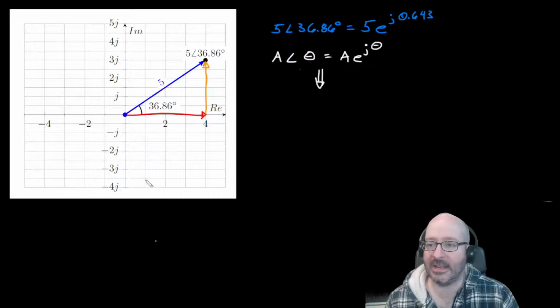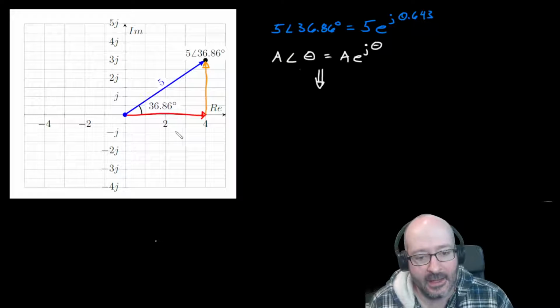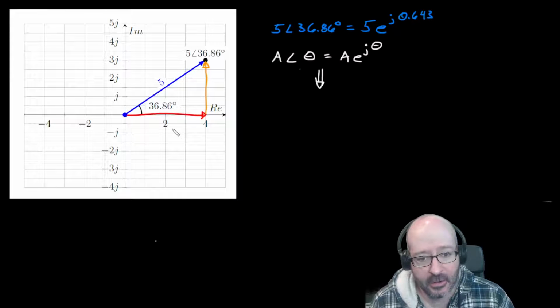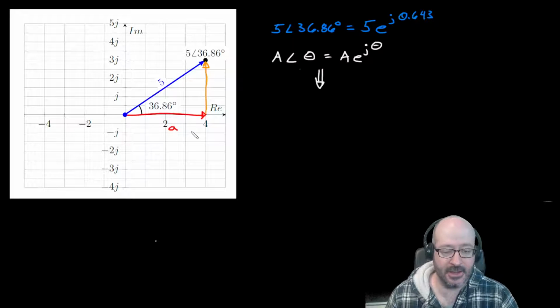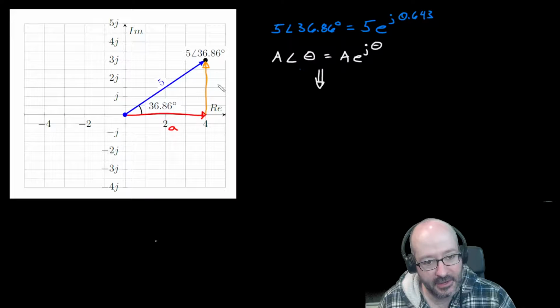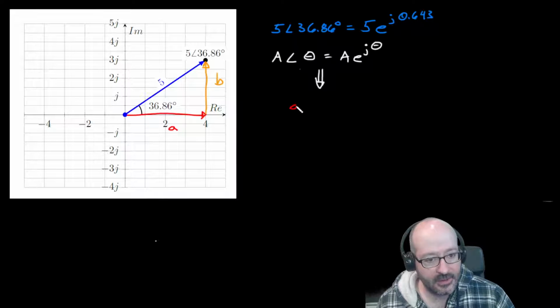Most of the time I'm going to use a calculator or a computer to do this for me, but it's good to understand that it's really just trig. We're just doing trig. We might call this real part a, along the real axis, and we know that's going to be 4 in this example, and we might call this imaginary part b, along the imaginary axis. So we would represent this in rectangular form as a + jb.